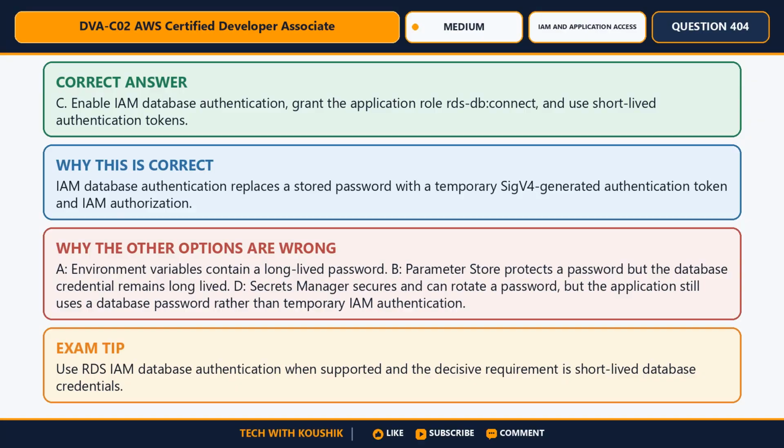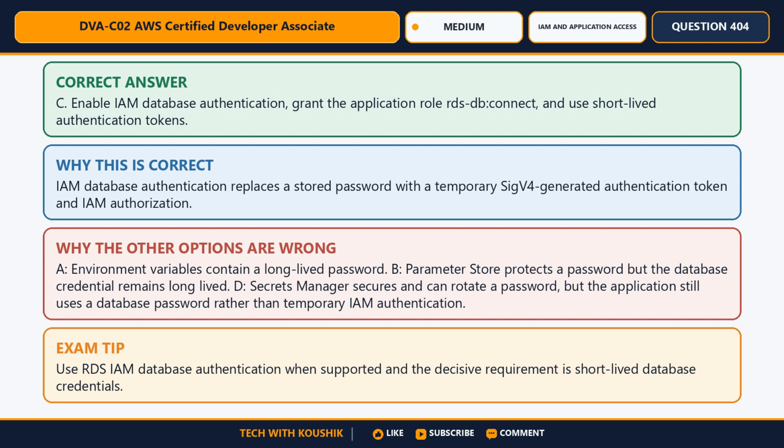The correct answer is C. Enable IAM database authentication, grant the application role rds-db:connect, and use short-lived authentication tokens. Here is why. IAM database authentication replaces a stored password with a temporary SigV4-generated authentication token and IAM authorization.